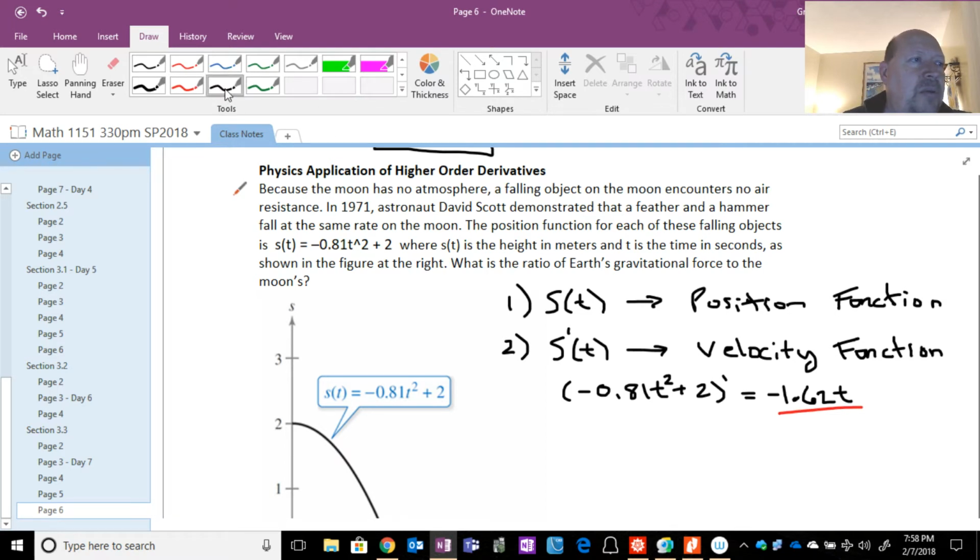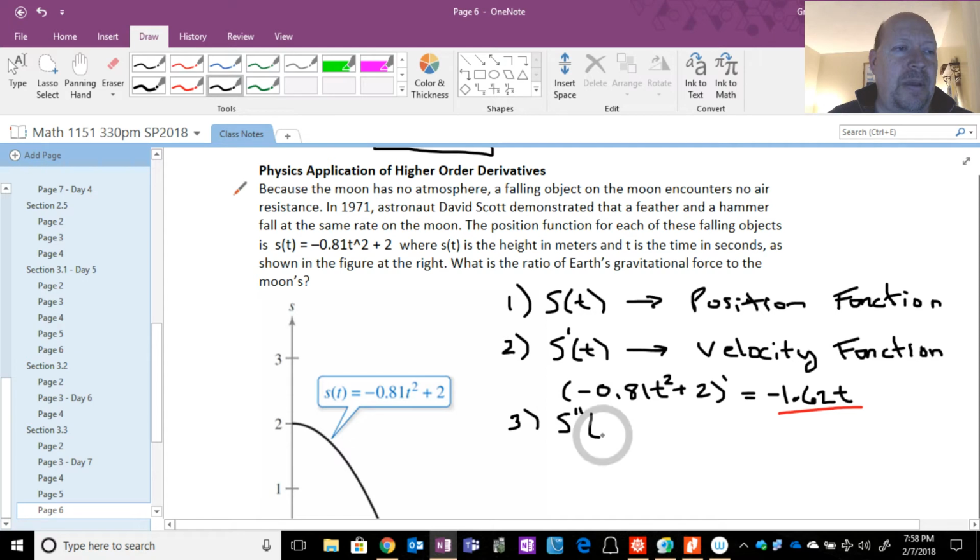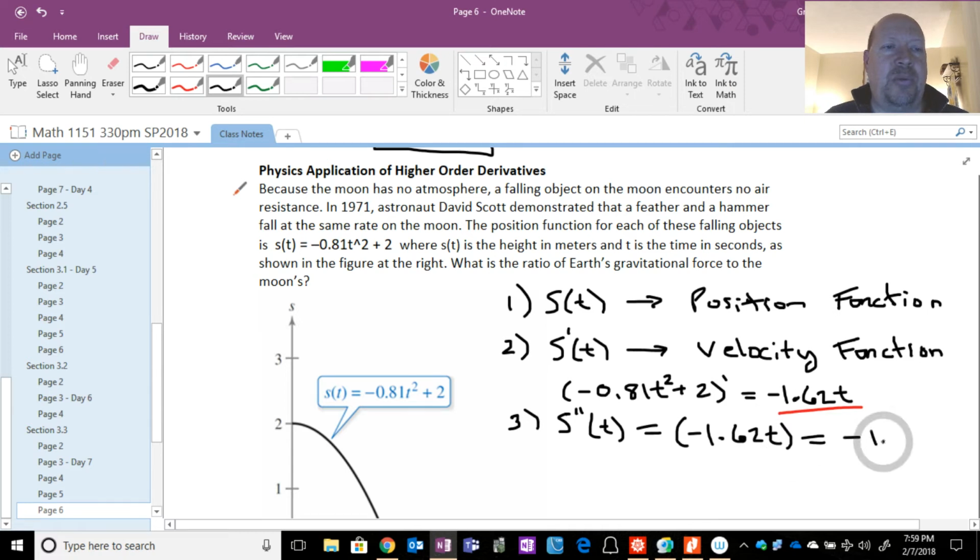We're talking about this now because we're talking about higher order functions, so we're going to go beyond the first derivative. Now let's take the second derivative, so we take the derivative of the velocity function. That would be s double prime of t, which means we take the derivative of negative 1.62t, which is equal to negative 1.62. This actually ends up being the acceleration due to gravity.